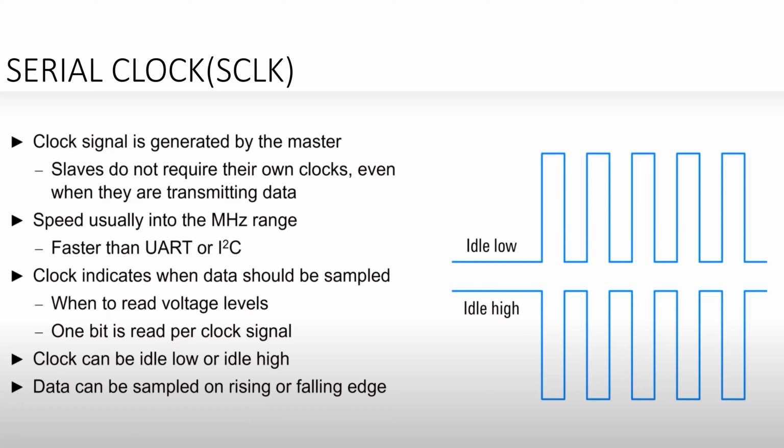So data can be sampled on the rising edge or the falling edge. Suppose the data is available at the master, it can be sampled on either edge, the leading edge or the trailing edge. This is called the leading edge, and this is called the trailing edge. Maybe on this edge we can sample the data, or we can sample at this one. To avoid ambiguity and confusion, we are using these two edges to sample the data.